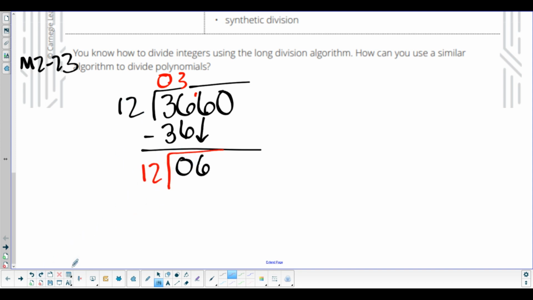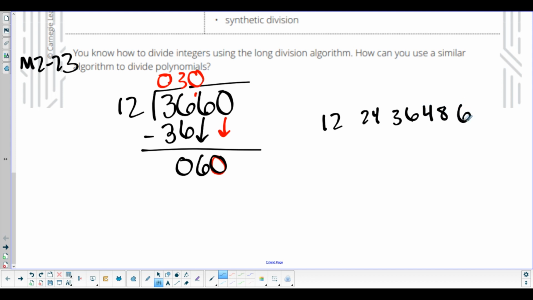How many times can 12 go into 6? Well, 12 can't go into 6, so it can go in 0 times. And then we drop down this number, right? 60, okay? And now we think about how many times can 12 go into 60? Well, 12 can go into 60, 12, 24, 36, 48, 60. That's 5 times in total. So we put a 5 up top. 5 times 12 is 60.